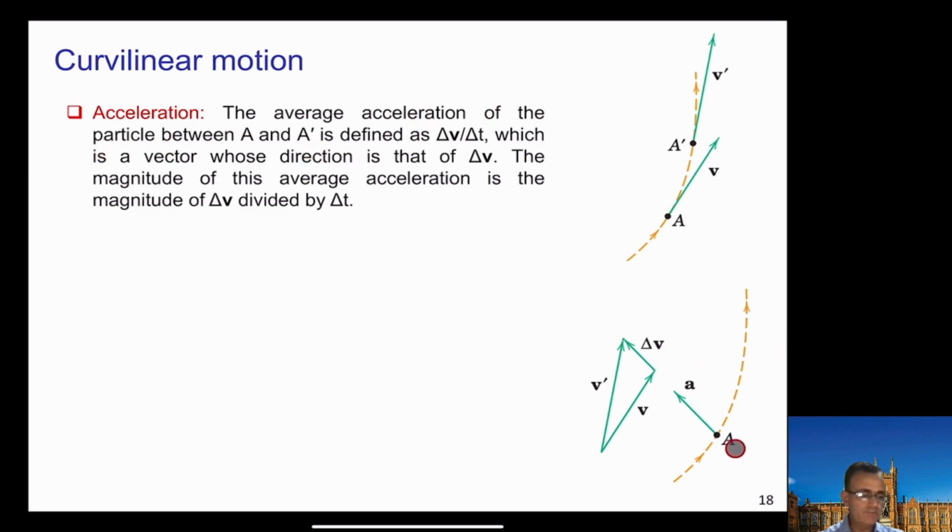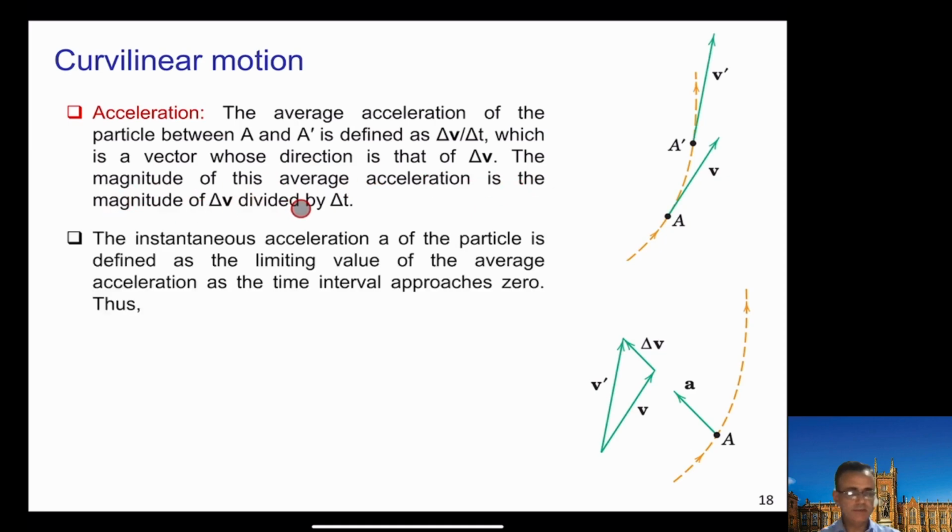So if the velocity here is v and here is v dash, the change in velocity as you calculated here was delta v. If you divide delta v by the time interval, which is delta t, you will get the average acceleration, which is delta v divided by delta t. And again, this is a vector whose direction is that of delta v. So the acceleration will be in the direction of this delta v. And the magnitude of this average acceleration is the magnitude of delta v divided by delta t.